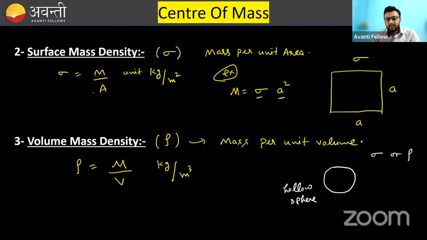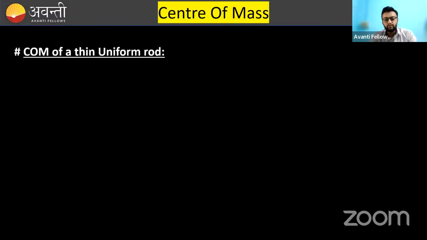Okay. This is a hollow sphere. Mass is only at the surface. So you will use surface mass density, which is sigma. You will not use rho. Because rho is for when mass is on the volume, like a solid sphere. I think these things are sorted. Now, the students who haven't watched the previous session, I request them to please watch it on YouTube.